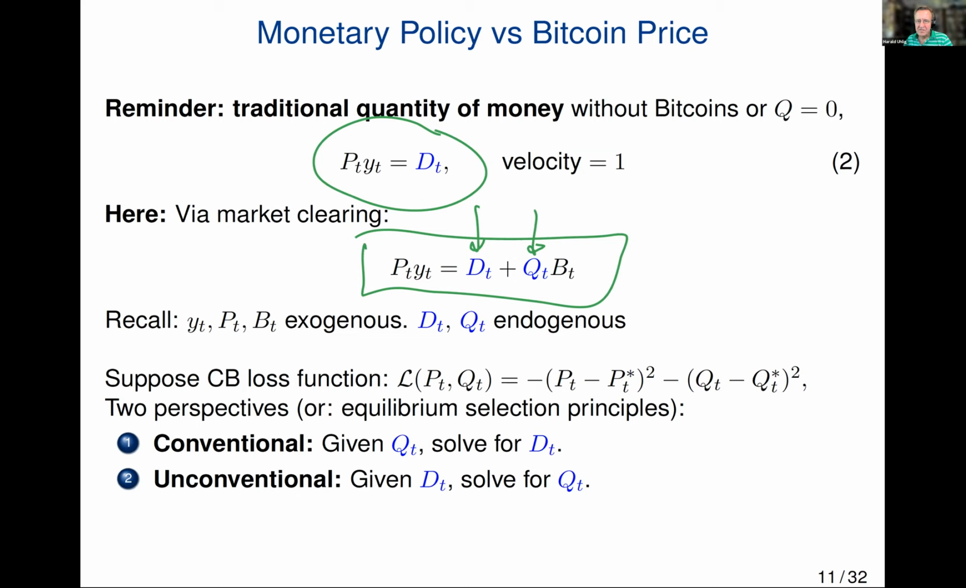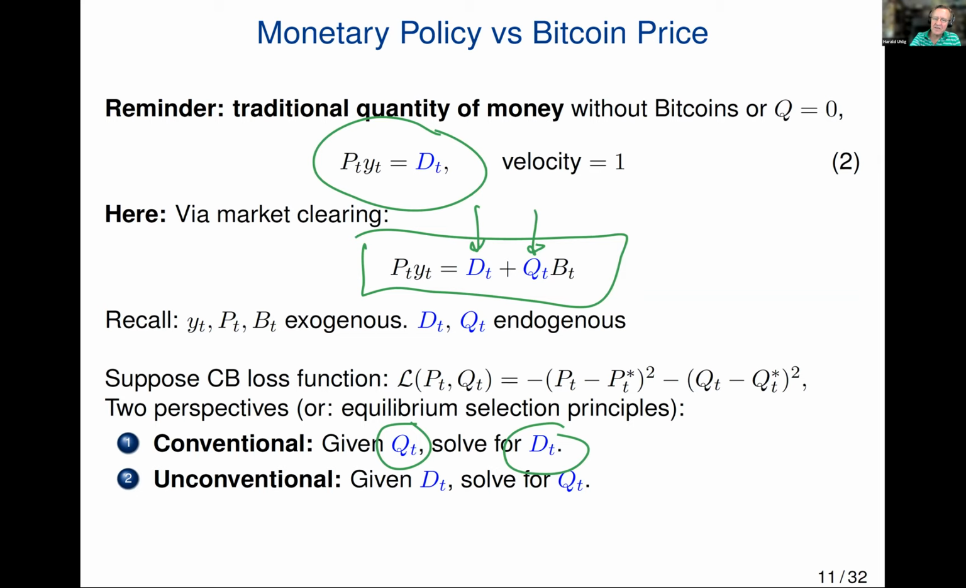Okay. So one way of thinking about this is a conventional perspective where you say, well, given the price for Bitcoin, you have to solve for DT that makes that equation hold. But you can also think about the other way around. And I think that's fascinating, something we're thinking about.